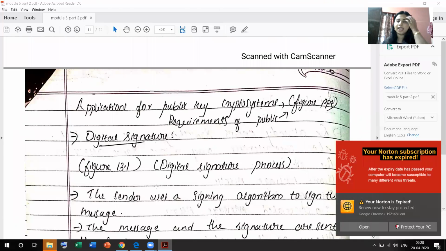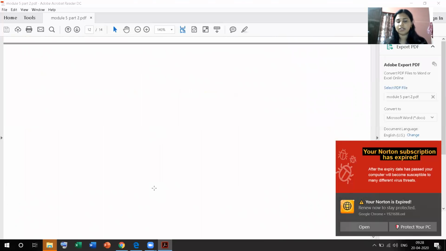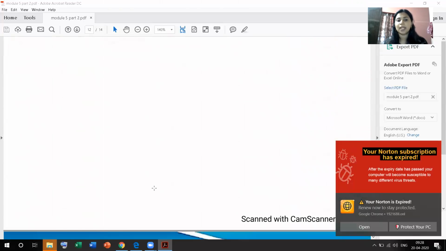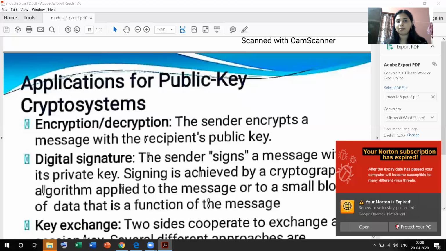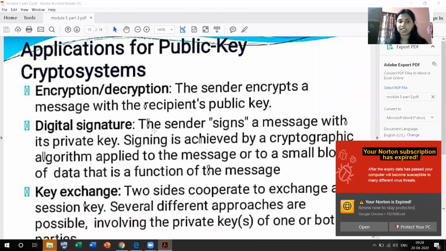Next, applications of public key crypto systems. We have already talked about the RSA crypto system. Applications of public key crypto systems include encryption and decryption, where the sender encrypts the message with the recipient's public key. The other is the digital signature, where the sender signs the message with its private key. Signing is achieved by a cryptographic algorithm applied to the message or to a small block of data that is a function of the message.